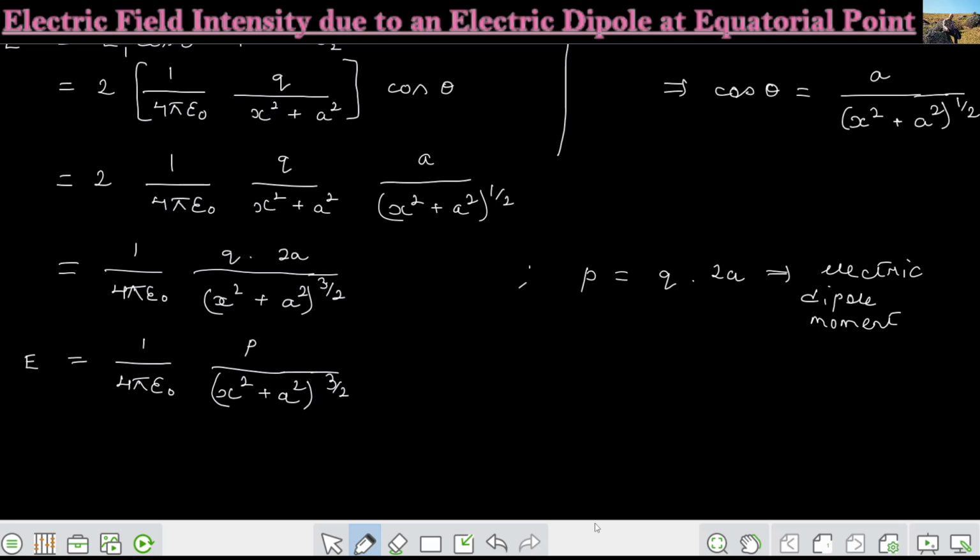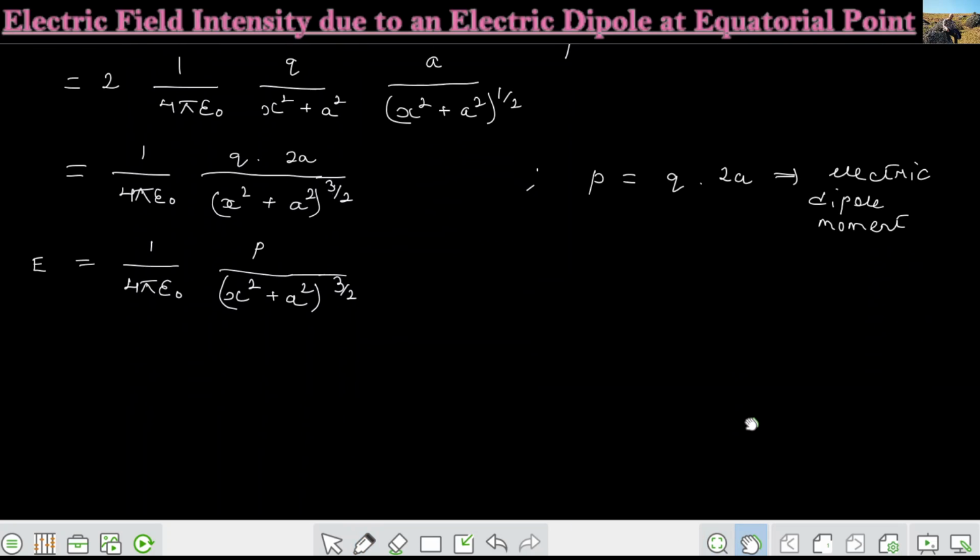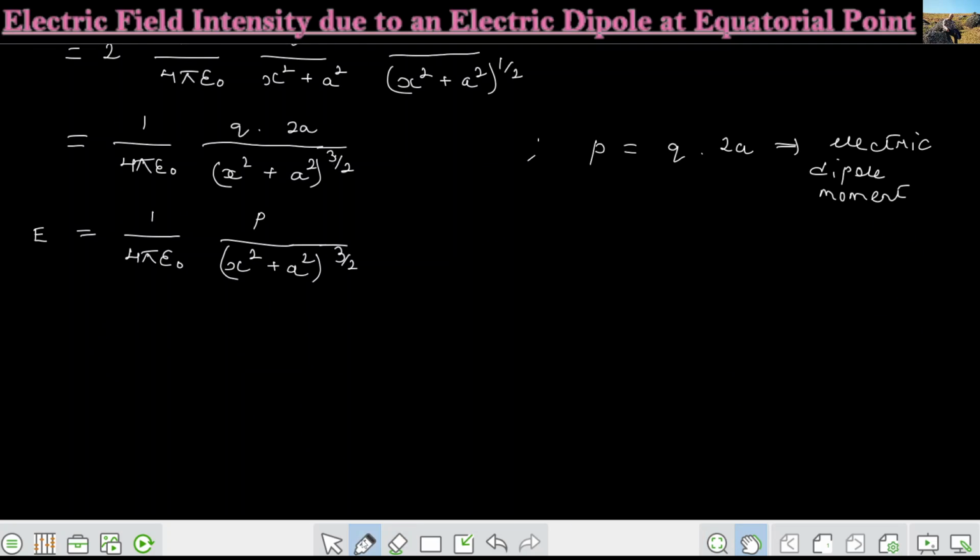But from here, you have to put another assumption, and that assumption is that you consider a small dipole. What happens for a small dipole? For a small dipole, that means the dipole is very, very small. This is point A, this is point B, and this is that point O.